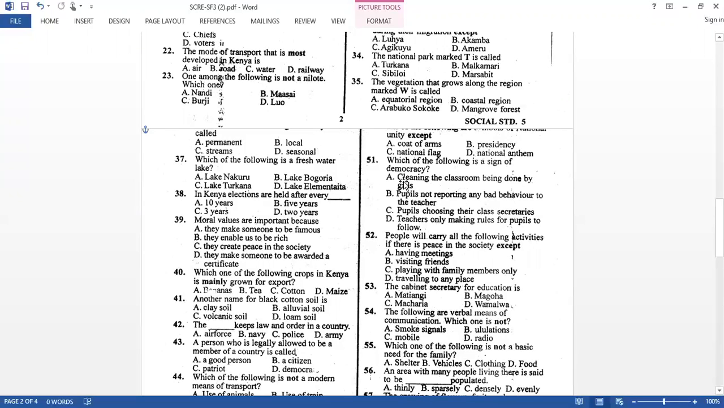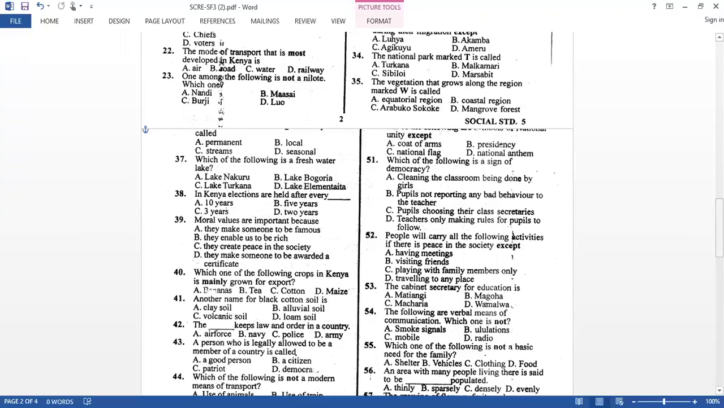Which of the following is a sign of democracy? Remember, democracy is the will of the people, the rule of the people. So democracy is when you're allowed to choose your leaders freely. So if maybe you're in school, cleaning the classroom, that is just a simple responsibility, it does not show that you're democratic. People not reporting any bad behavior, that one also is not democracy. But when they choose their class secretaries or their class prefects, they are able now to express their democracy. Teachers only making rules for pupils to follow, no, that one is dictatorship.